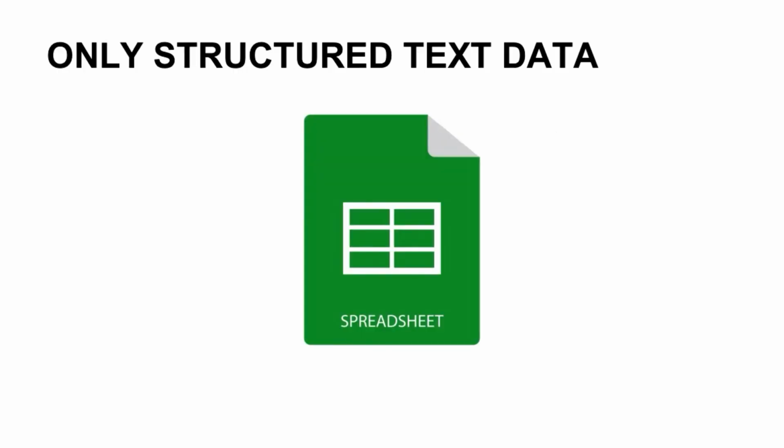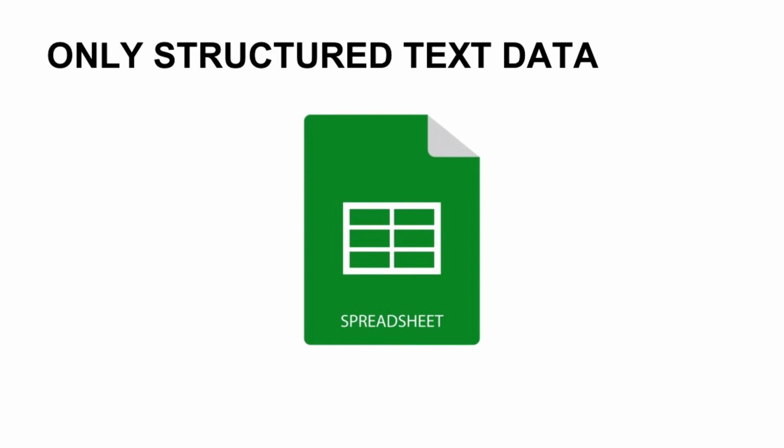Another limitation is that AML only supports structured text data. That means that if you want to build machine learning algorithms to handle images or sound or video, then you need to find some way to render that as text.